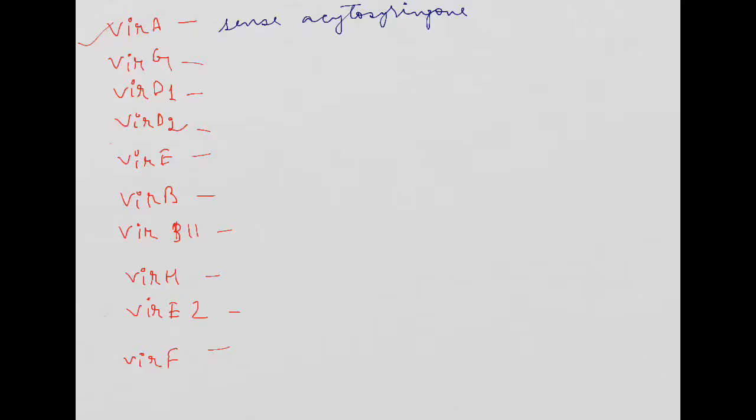Then comes your VirG. What happens when VirA gets activated? It will phosphorylate VirG protein. Okay, VirG protein will be phosphorylated. Therefore, activated VirG will then trigger the transcription of all other genes that are present in the Vir box, like your VirD, VirE, VirB, VirH, VirF, and all. Okay. So, what is the function of VirG? It will activate the Vir box genes.